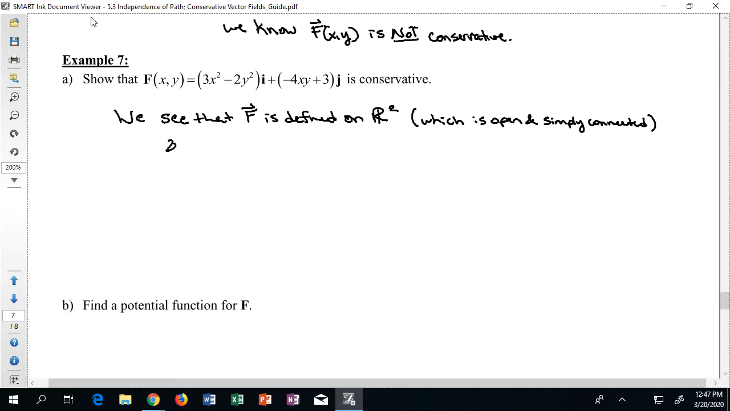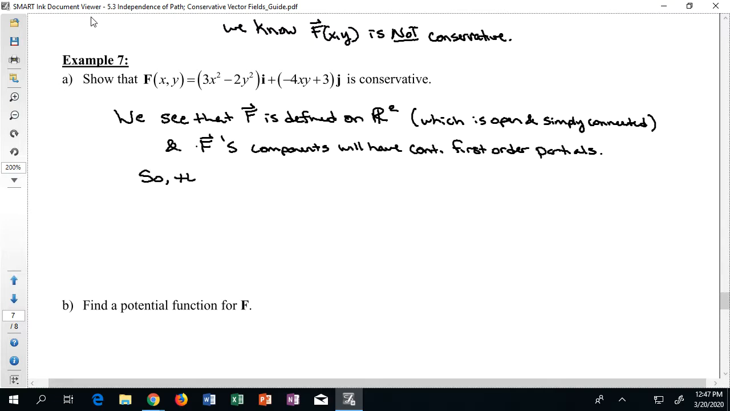I can also note that f's components will have continuous first order partials. So again, the two most recent theorems apply.